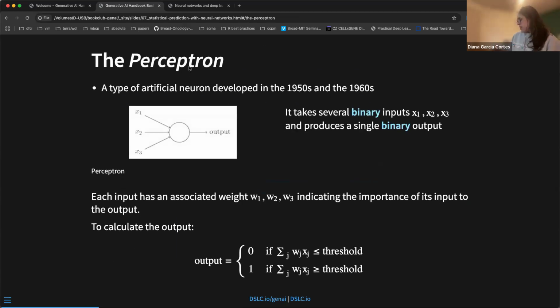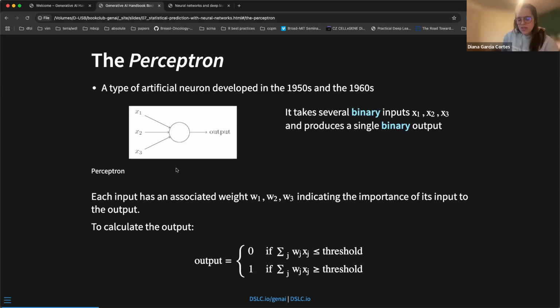The first model that people developed in the 50s and 60s was the perceptron. It is a type of artificial neuron that takes several binary inputs. Right here we have a perceptron with three inputs that produces a single binary output. So it's only ones and zeros.